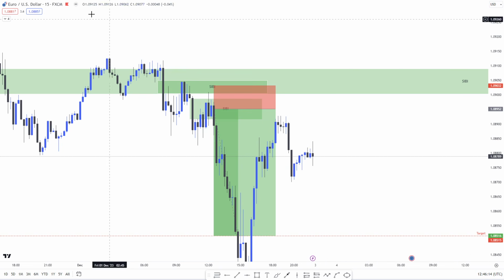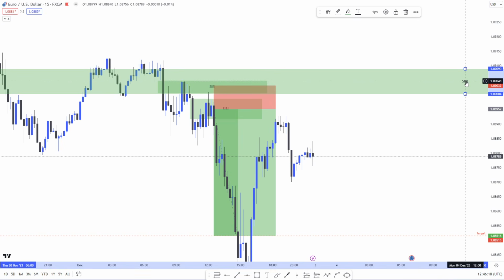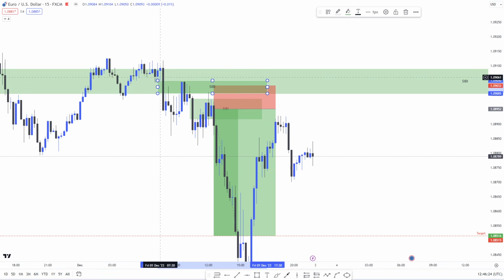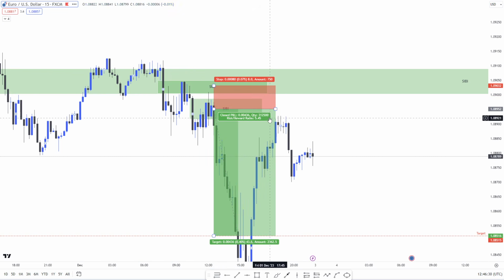And all we're doing, we're using one pair. We're using one area of sell side imbalance, buy side inefficiency. And we're utilizing more areas that are created. Sell side imbalance, buy side inefficiency.